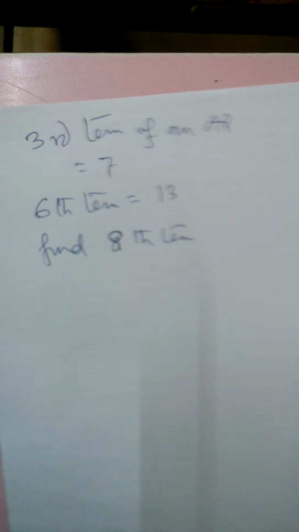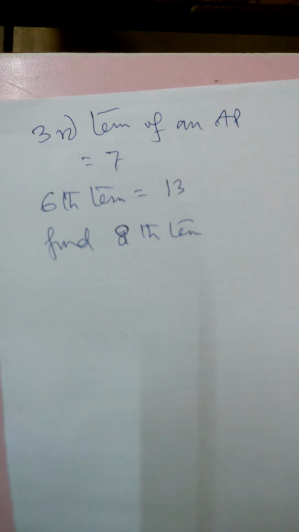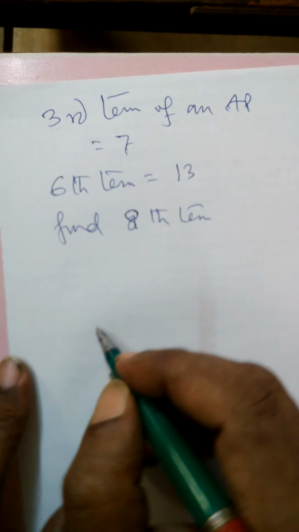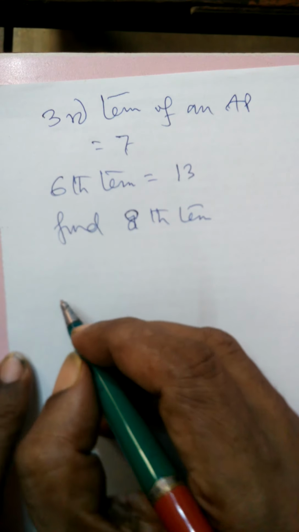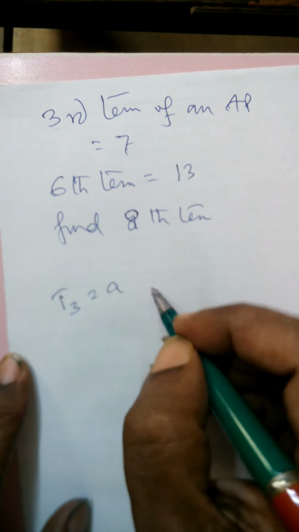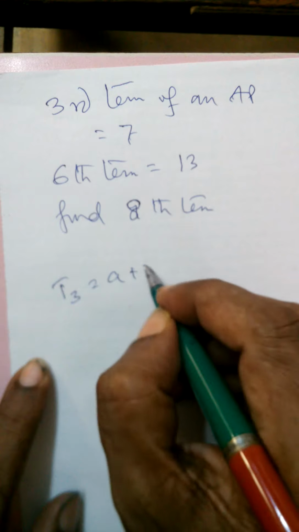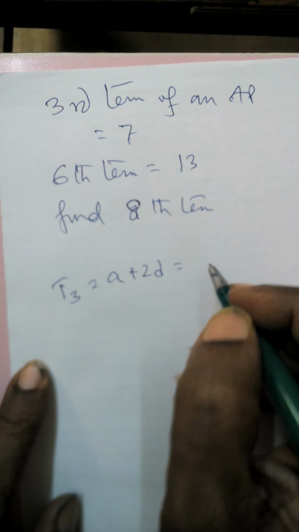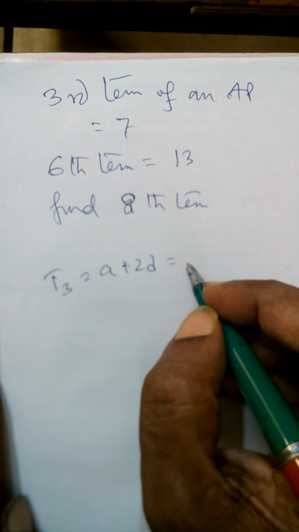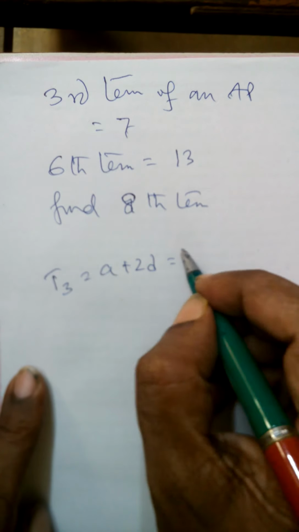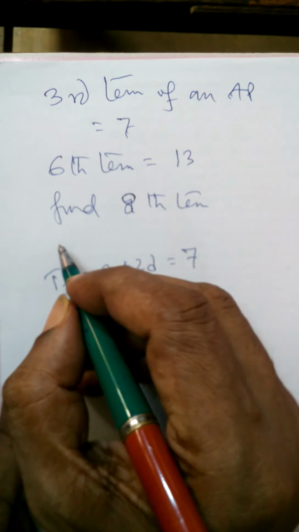So how to deal with this question? We need to have the difference and then we can calculate. Also we can find the first term. Any term I can find, but that requires this difference d. So if you apply the normal formula algebraically, the third term is T3, which will be a plus 2d, because we don't know the first term a and difference d, and that is equal to 7.